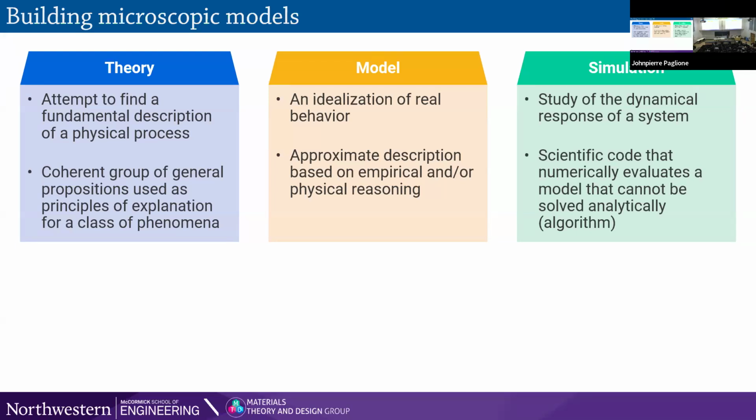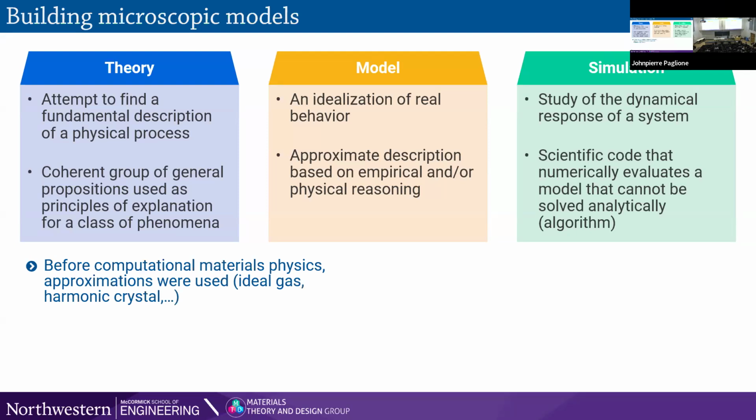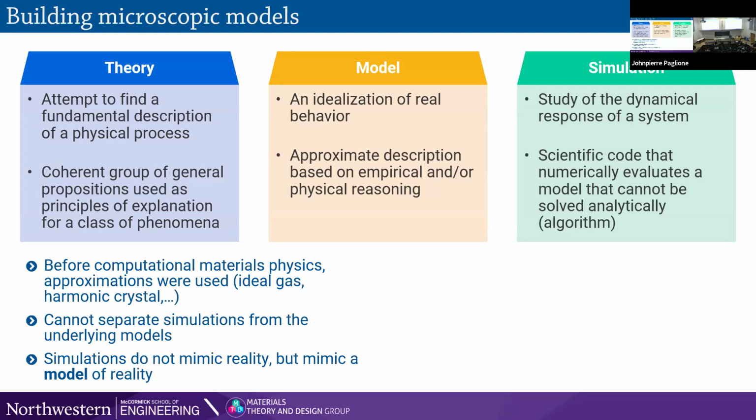So those are theories and models. Now simulations, on the other hand, are going to be a study of the dynamical response of a system. Typically, we have some piece of scientific code that numerically evaluates a model that cannot be solved analytically. So there's going to be some algorithm, and there are going to be some approximations that go into that simulation to capture the physics. Prior to simulations, what we did is basically use approximations: the ideal gas law, harmonic crystals, and so on. Now, these simulations cannot be separated from the underlying models. The simulations are going to be that dynamical response for a model, which again is mimicking reality to some level of approximation. So the simulations do not mimic reality, but mimic a model of reality.